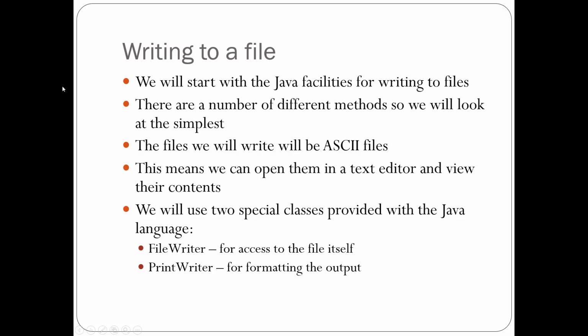So we need to know the two main classes which are used by Java to allow us to write to files. We're only going to concentrate on writing to a file in this lecture. We'll cover the reading in the next lecture. And the two main classes that we're going to look at are the FileWriter, which is what we use to allow our program to look at a file, and the PrintWriter, which allows us to actually write the data to the file.